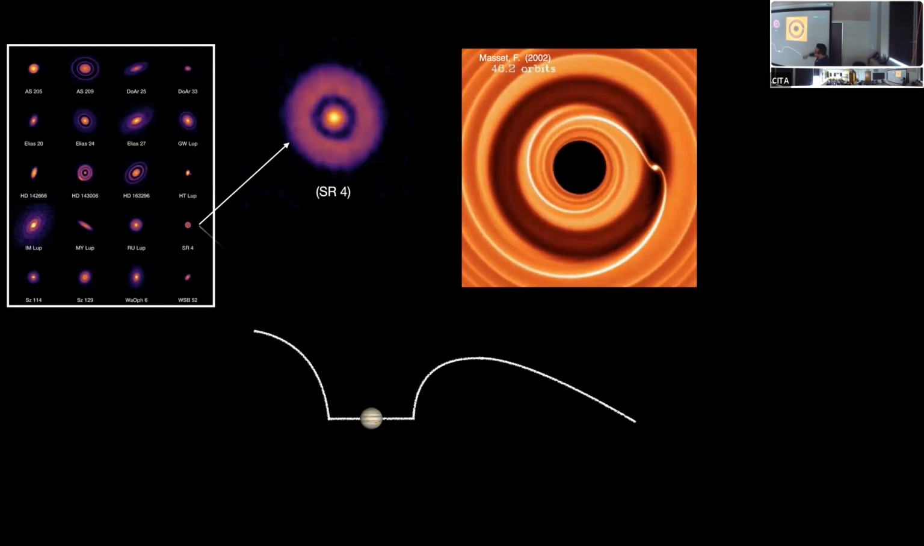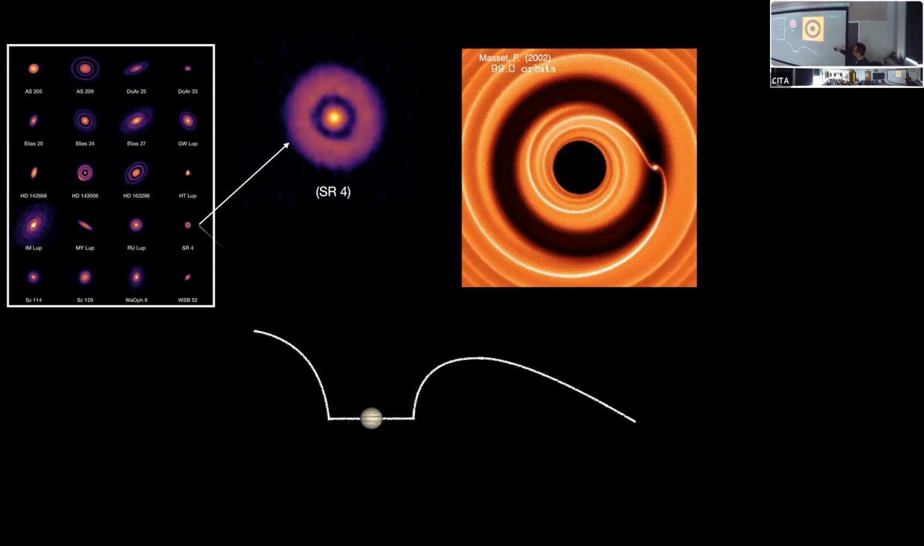If you input a planet, the planet is going to clear its vicinity. This would be a gap-opening planet. These are density waves excited at the Lindblad resonances. They travel, they break, and they clear some of the material in its vicinity. So you get this gap that may explain a system like this, SR 4, for instance.